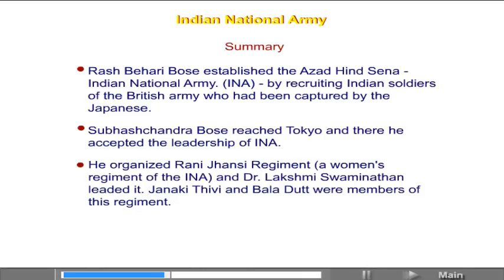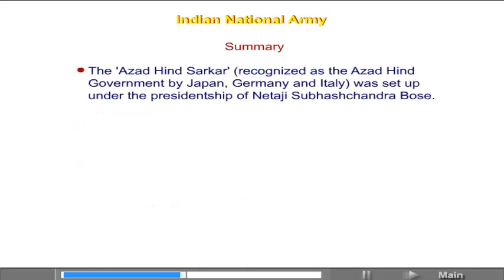He organized the Rani Jhansi Regiment, a women's regiment of the INA, and Dr. Lakshmi Swaminathan led it. Janki Thivi and Bela Dutt were members of this regiment. The Azad Hind Sarkar, recognized as the Azad Hind government by Japan, Germany and Italy, was set up under the presidentship of Netaji Subhash Chandra Bose.